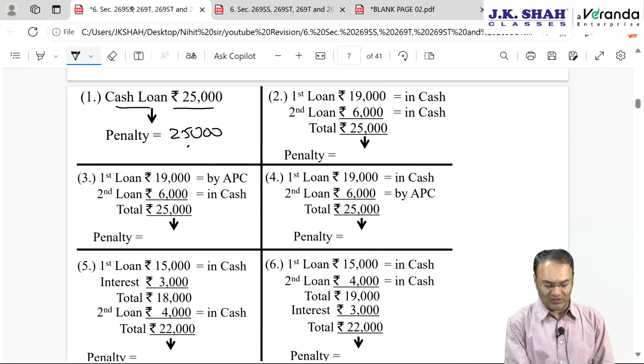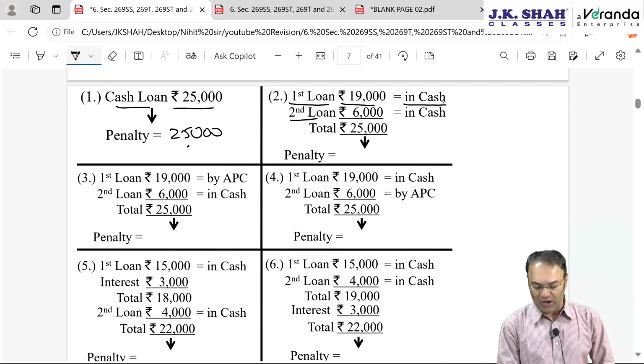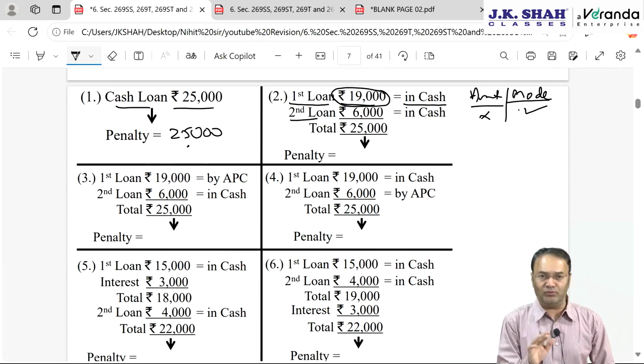Six examples, quickly. If I take a 25,000 cash loan, 25,000 will be the penalty. If I take a first loan and a second loan, say the first loan of 19,000 in cash, there is no penalty at the time of taking the first loan. Why? Because though I took it in cash, so the mode of acceptance condition is breached, the amount related condition is not fulfilled because the amount is just 19,000. When I took the first loan from you, no penalty.